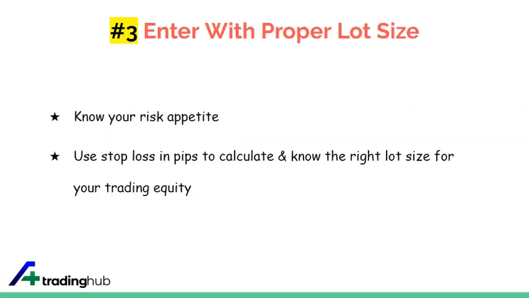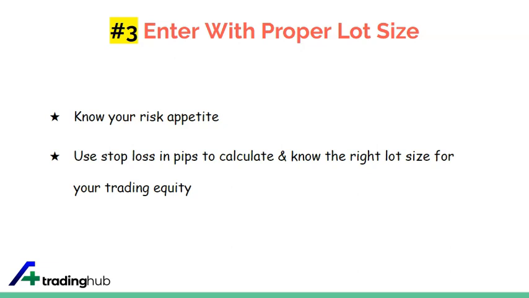Now, number 3, enter with proper lot size. You need to know your risk appetite. We are all different, and as we are different, we have different risk appetites. So for example, my own risk appetite is 3% of my equity for each position or trade. Yours, you may be comfortable with trading maybe 5% of your equity, or maybe 1%. So you need to first of all figure out your risk appetite.